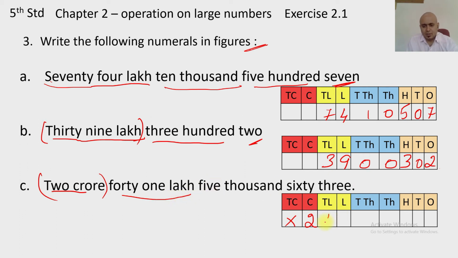41 lakhs in lakhs place. That is 41. 5,000 in thousands place. They are giving only 5, so you can't write here in 10,000 place. So I have to write 0 and 5 in thousands place. And last 63. They are given 63. There is no number in hundreds place, so 0 in hundreds place and 63. It is read as 2 crores 41 lakhs 5,063. 2 crore 41 lakhs 5,063.